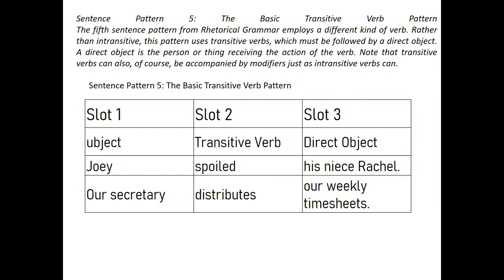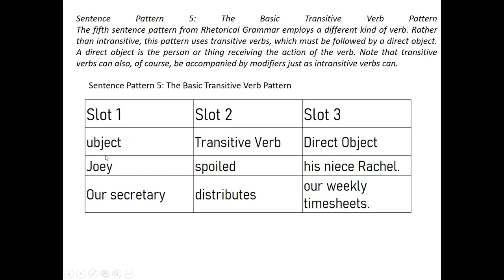This fifth sentence pattern from rhetorical grammar employs a different kind of verb. Rather than intransitive verbs that can stand alone, this pattern uses transitive verbs, which must be followed by a direct object. A direct object is the person or thing receiving the action of the verb. Note that transitive verbs can also be accompanied by modifiers, just as intransitive verbs can.